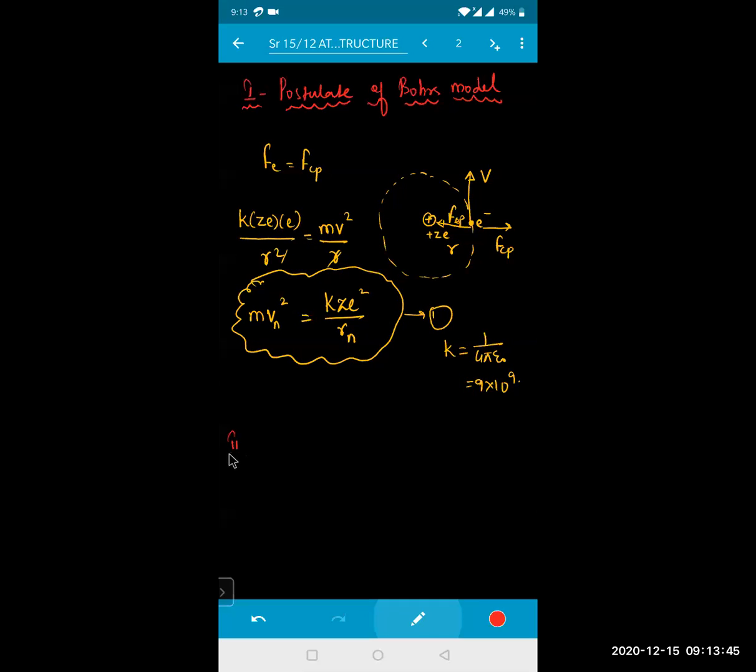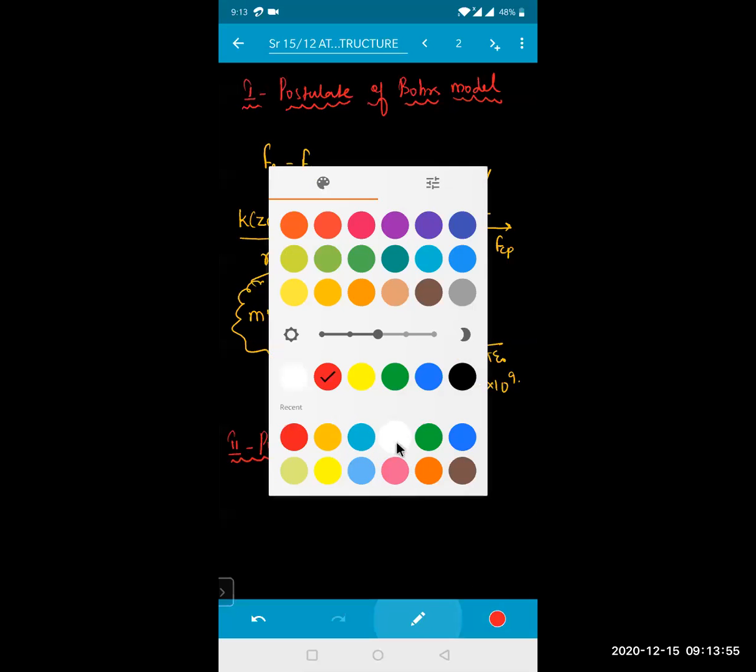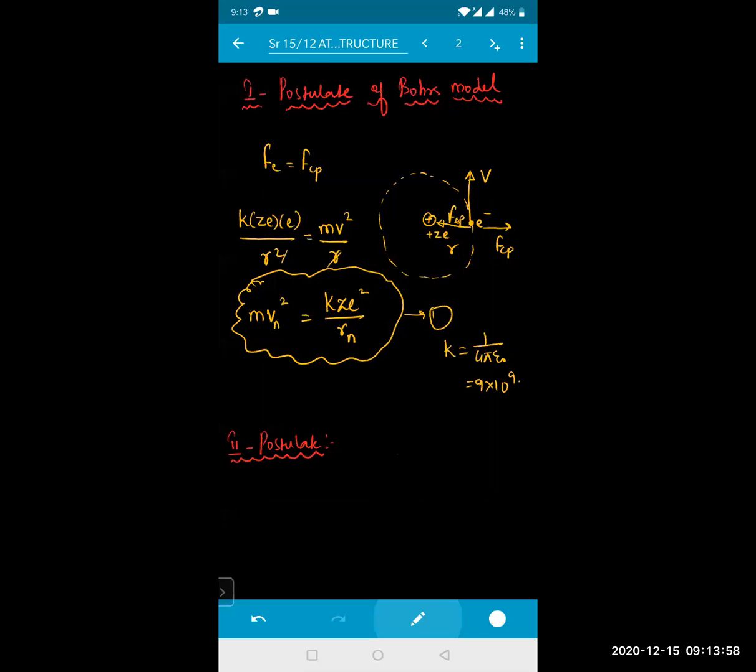Next one is the second postulate of Bohr's atomic model. What is the second postulate? Can anyone tell me? Bohr observed that all the electrons around the nucleus have some specific values of angular momentum. That means when a body is moving only under the centripetal force, angular momentum will always remain constant. So an electron revolves only in those specific orbits in which the angular momentum of the electron is quantized. That is the second postulate. Basically, I'm writing the statement directly.